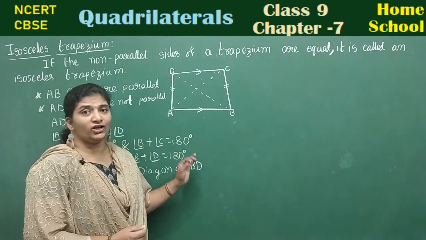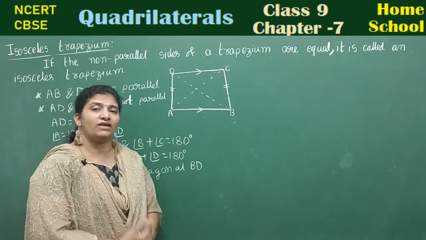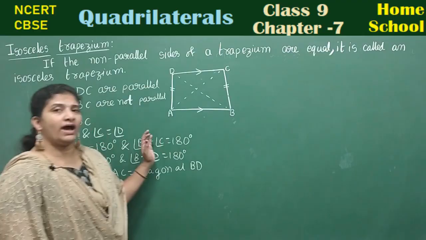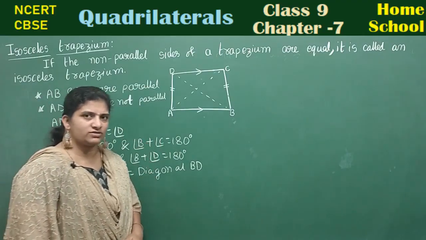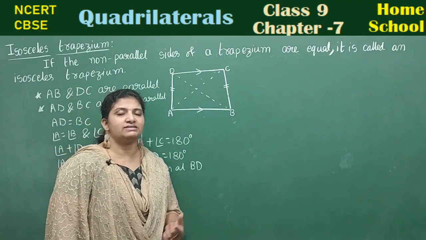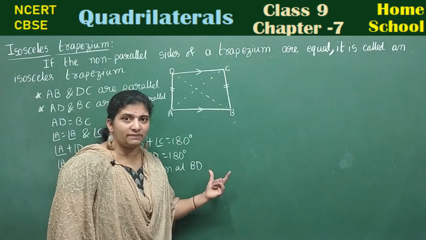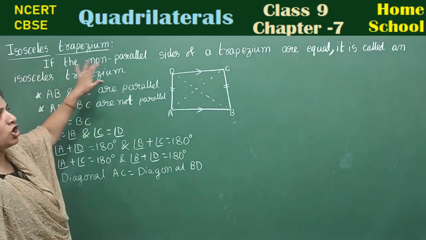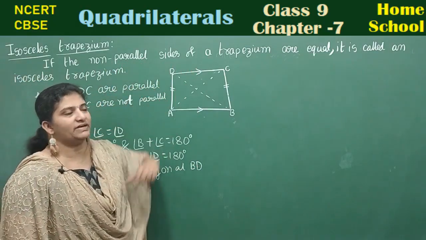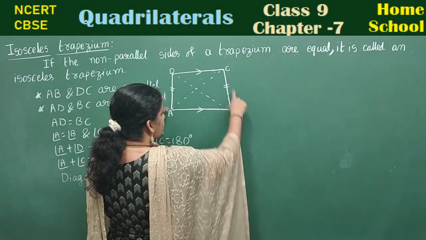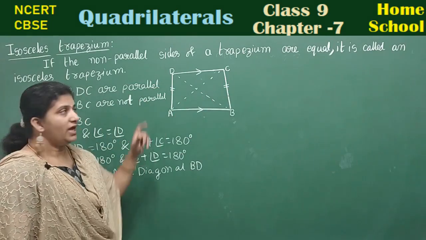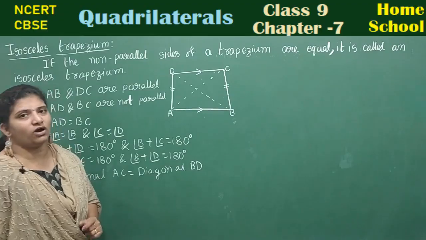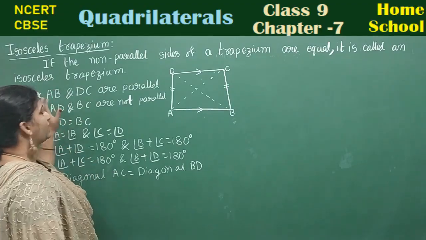A normal trapezium we can also call a scalene trapezium, when the diagonals are not equal. Now coming to the isosceles trapezium, we call it an isosceles trapezium when the non-parallel sides are equal in length. Then we call that trapezium an isosceles trapezium. See the definition? The non-parallel sides of a trapezium are these two, right? AD and BC. If the non-parallel sides of a trapezium are equal, it is called an isosceles trapezium.